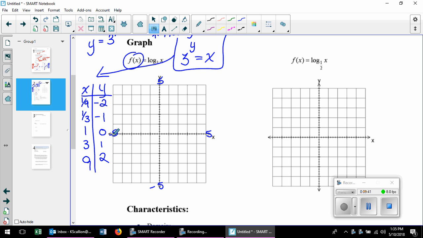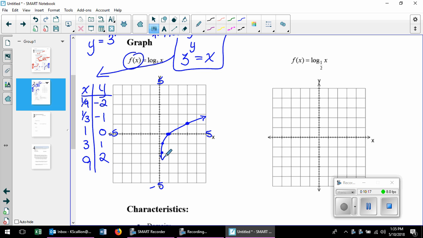-1/9 is really, really close. So that's going to be -2, or positive 1/3 is going to be -1. At 1, I'm at 0. At 3, I'm at 1, and I'm not going to get that other point. What's the common point on the logarithm graph? 1, 0. What's the common point on an exponential graph? 0, 1. They just flip, right?